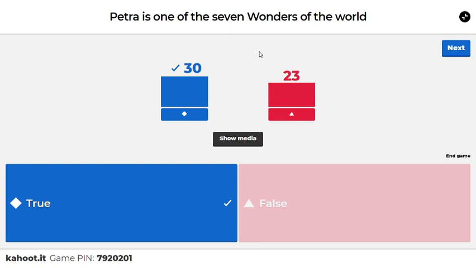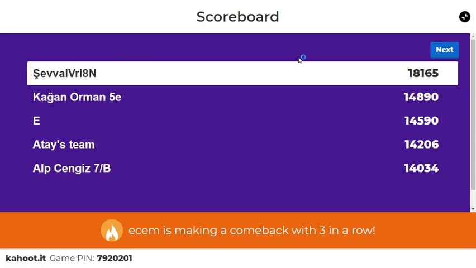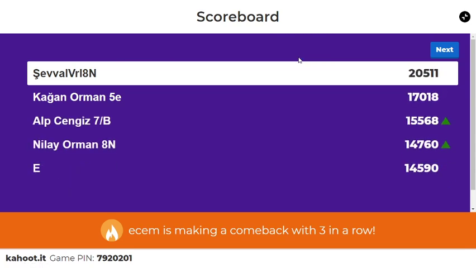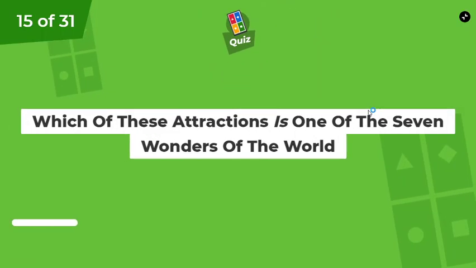Yes, Petra is one of the seven wonders of the world. Petra Tapınağı arkadaşlar Ürdün'de. Güzel bir yerde. Bilmiyorum baktınız mı Google Earth'ten. And Şevval is number one. Kaan is number two. Alp is number three. Nilay is number four. E is number five. Ecem is making a comeback with three in a row. Congratulations. Let's get to the 15th question.